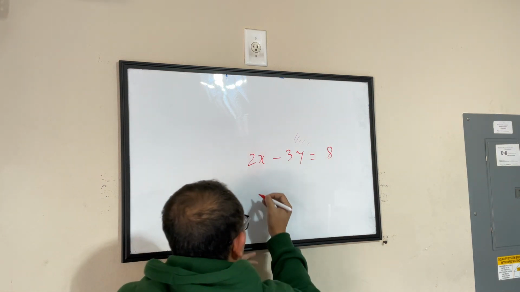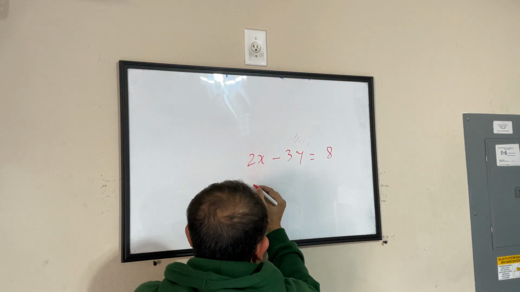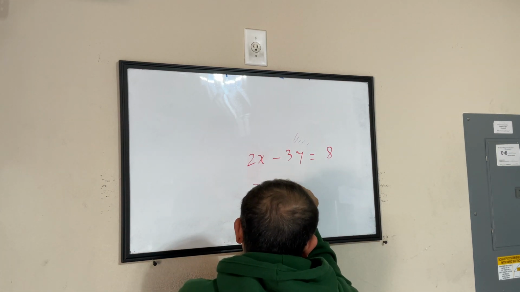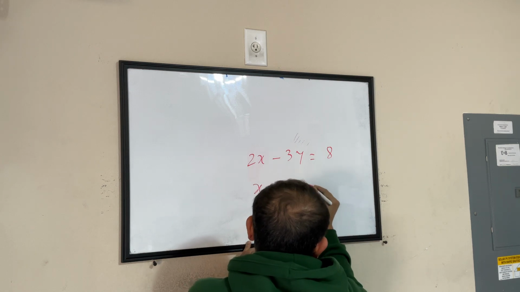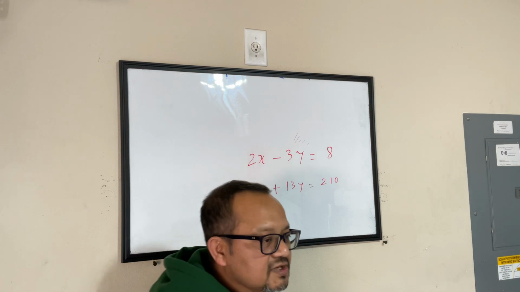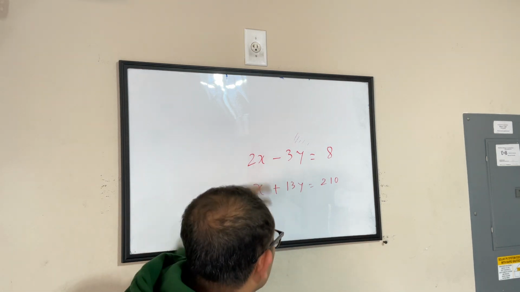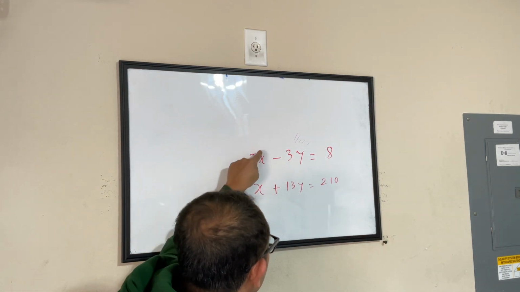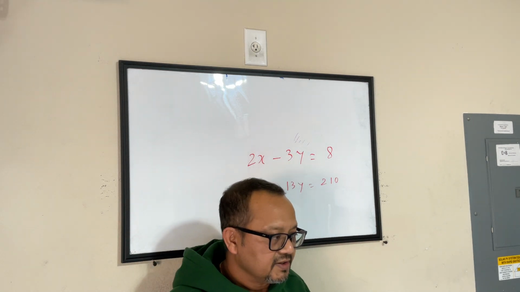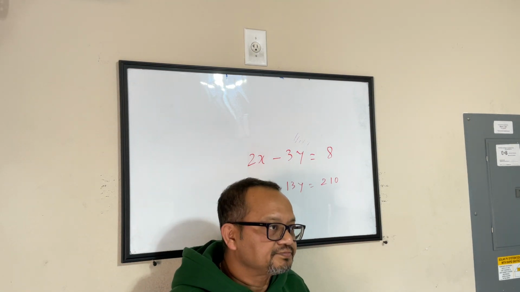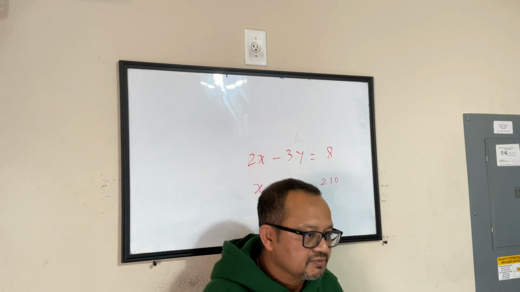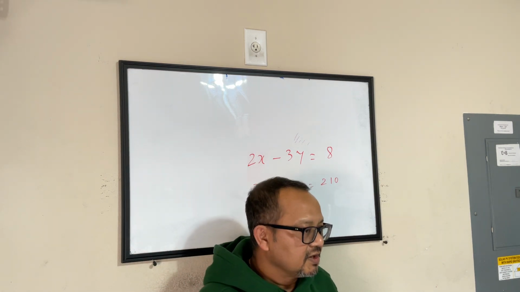Now, if I say x plus 13y equal to 210, now this gives us the comfort that I have two equations and I have two variables, x and y. I can solve it, right? So this is where, when you're trying to solve it, there are different methods, and I'm sure everybody knows about it.